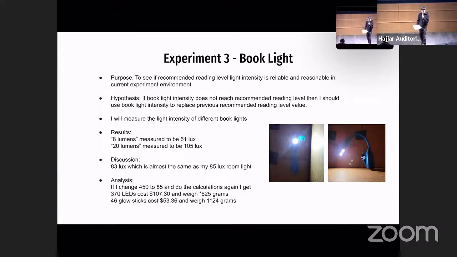The hypothesis for this third experiment is: if book light intensity does not reach the recommended light level, then I should use the book light intensity to replace the previous recommended reading level value. And I found that the average lux of my least bright and brightest book lights was just my room light. So I redid my calculations using 85 instead of 450, and you get what's on the board.